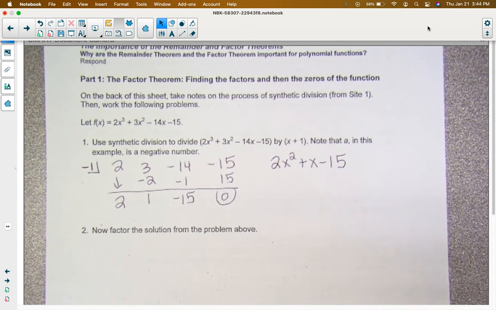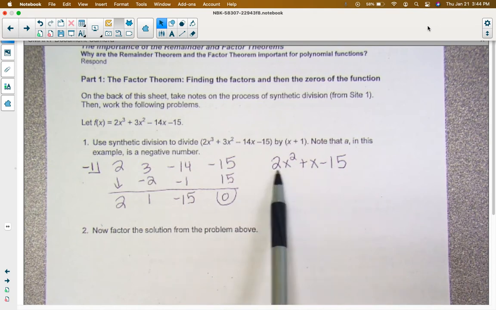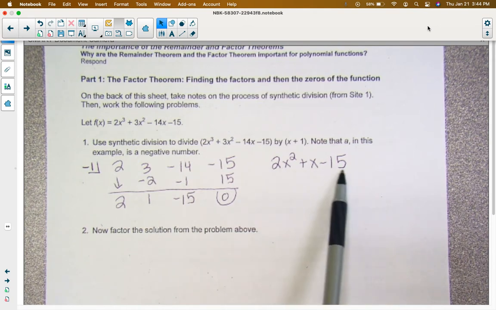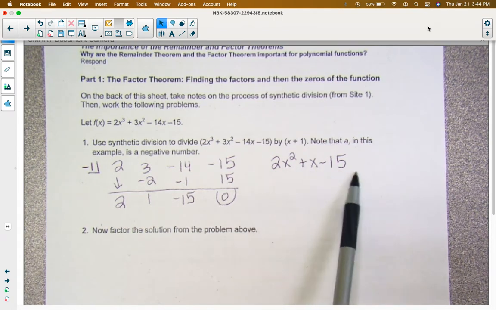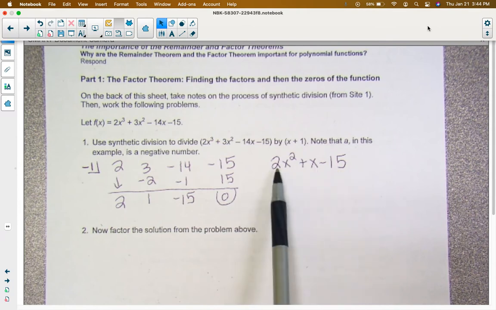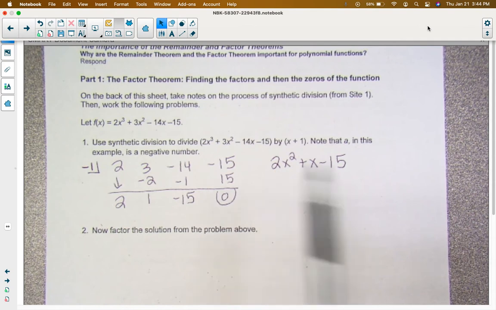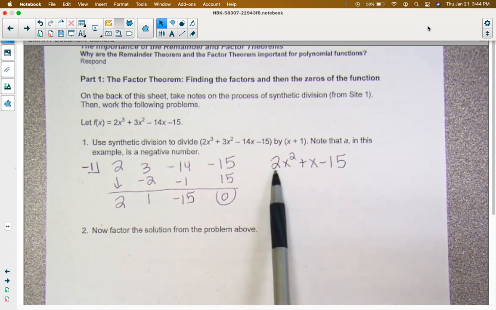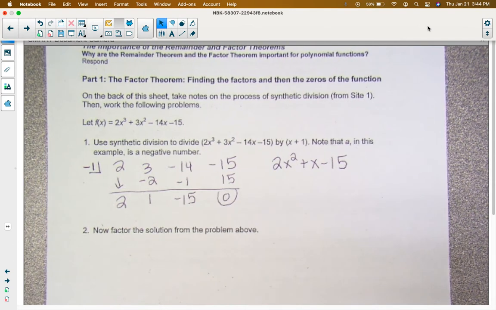Number 2, now factor the solution from above. So this is what we now have. We're going to have to go through and do the 4-step method for this one. You know you do the 4-step method when this number here is something other than the number 1. If it was just 1, we would factor like normal, but this one has something else in it, so we need to go through and do the 4-step method.